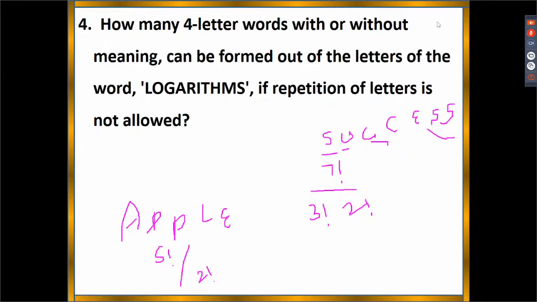How many 4-letter words, with or without meaning, can be formed out of the letters of the word LOGARITHMS? Repetition of the letters is not allowed. Now you just have to try.